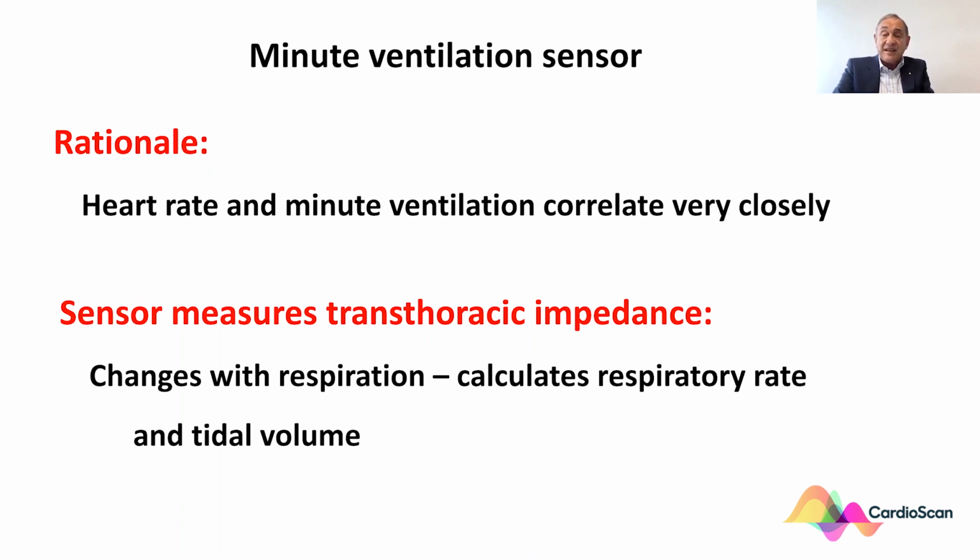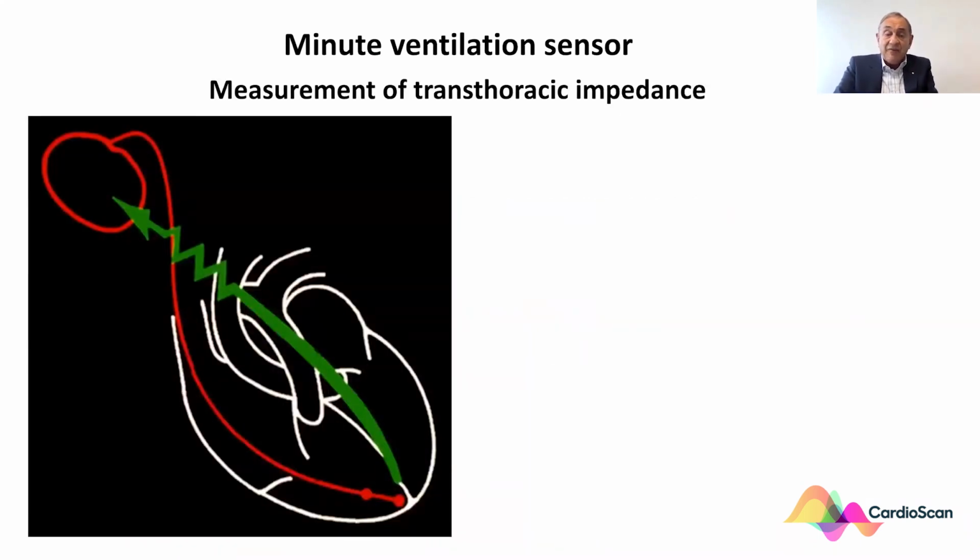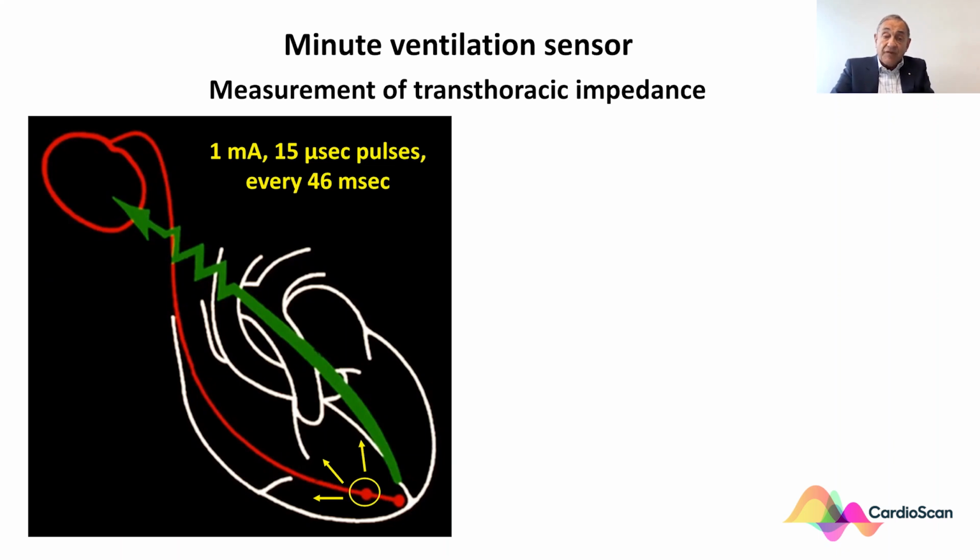And how does transthoracic impedance work? Well, here we have the sensor, which is an electronic sensor, essentially built within the pulse generator can, and uses a bipolar lead. We can see then through the anode of the pacemaker lead 1 milliamp, 15 microsecond pulses every 46 milliseconds. So every 46 milliseconds, the small little squares on the ECG, there is an artifact which is of course subthreshold and of course does not pace the heart.